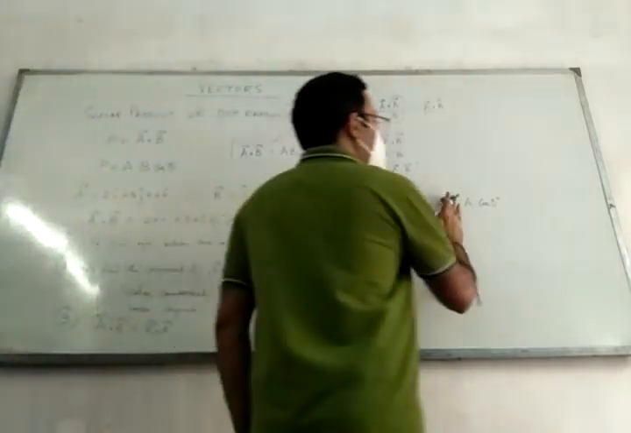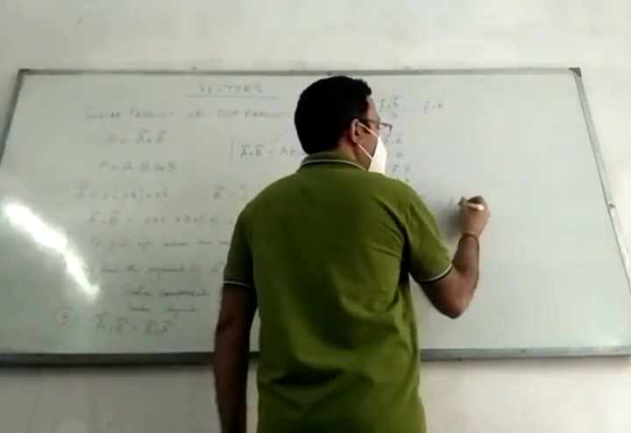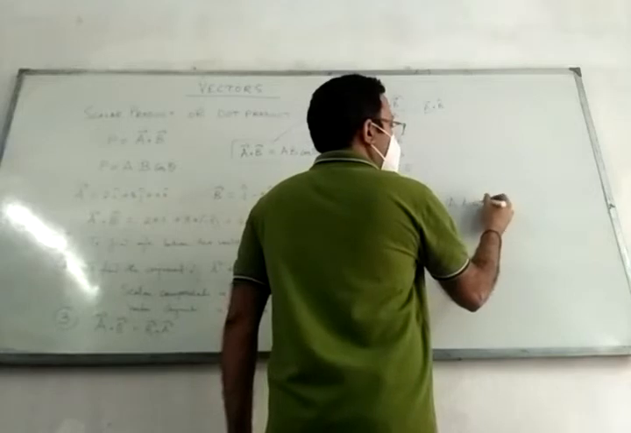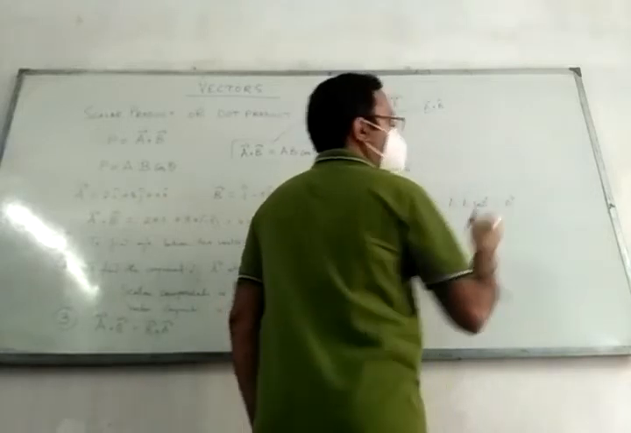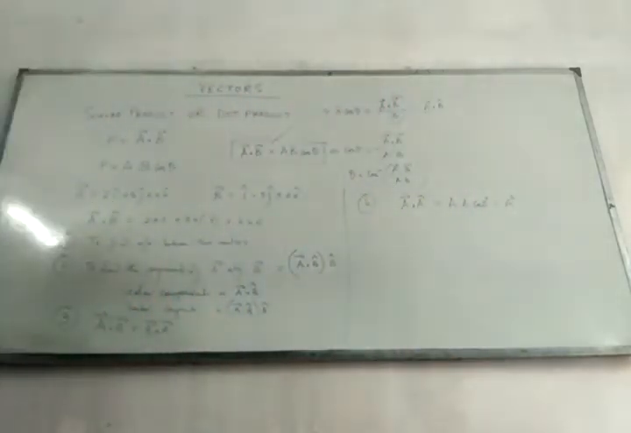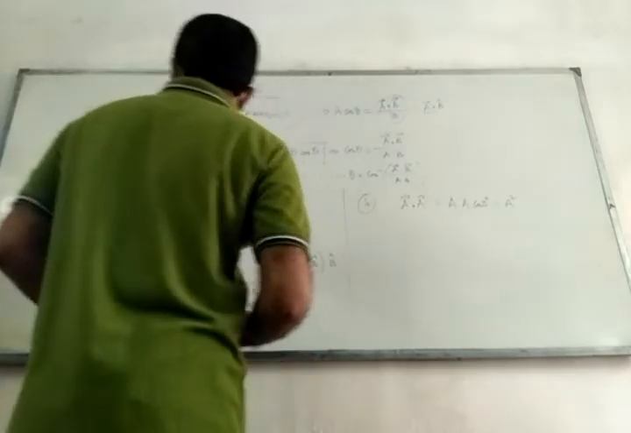So A dot A will always give you A square, because cos 0 is 1. What is A square? It means the magnitude of A, whole squared. Is that clear? Anything else?